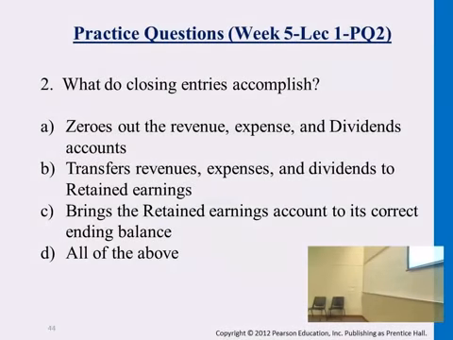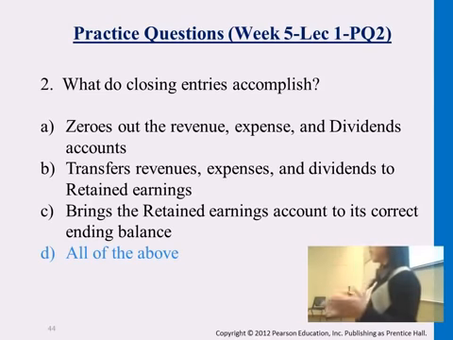Last one here, what do closing entries accomplish? It accomplishes A, but it also accomplishes B, and it also accomplishes C. So it would be all of the above. The process of zeroing out these temporary accounts, we transfer them to retained earnings for the purpose of bringing up the retained earnings balance. Retained earnings, remember, is an earnings accumulated account, just by its name. It keeps all the earnings. By doing this closing entry process, we'll be transferring amounts to retained earnings.